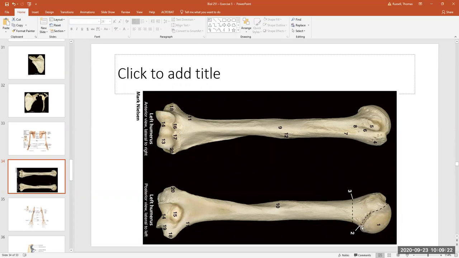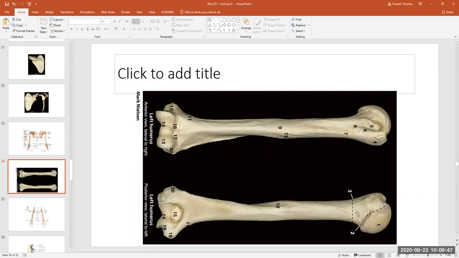We have to know the surgical neck. The surgical neck is just the area right here around the bone this way, which is in the metaphyseal region of the bone. This is the epiphysis up here. This is the metaphysis right here. And then the diaphysis is the shaft. So this is called the surgical neck.